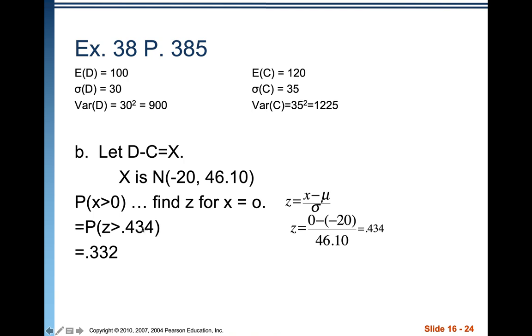If we find the z-score, we don't have to change the mean and the standard deviation from 0 and 1. Alternatively, you could have put in 0 and changed the mean to -20 and the standard deviation to 46.1, and you would get the same probability.